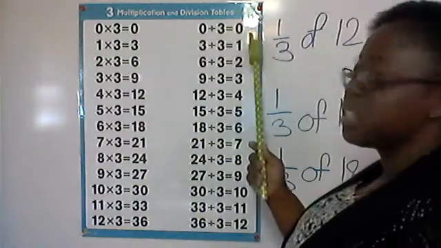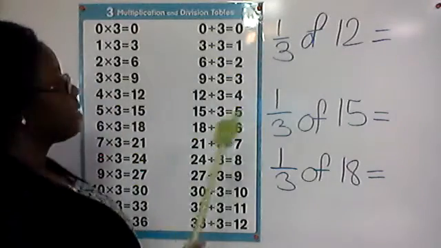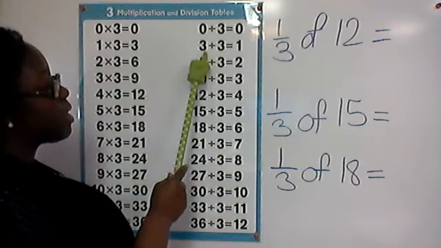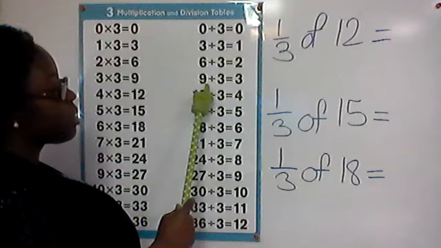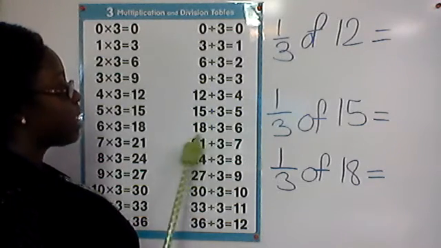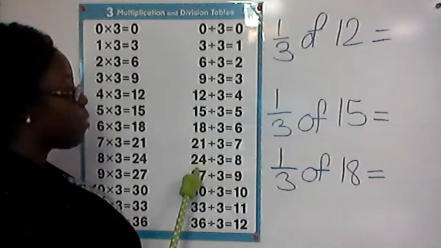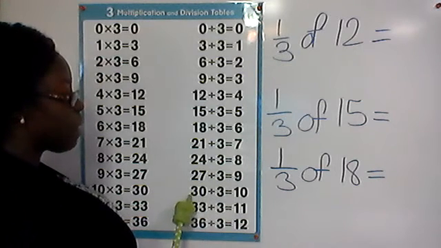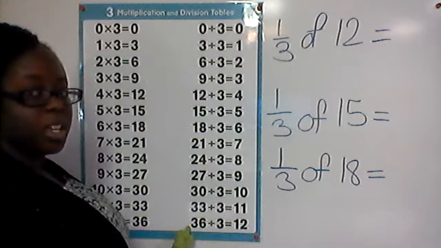Division. 0 divided by 3 equals 0. Sorry, let me stand on this side. Okay, go. 0 divided by 3 equals 0. 3 divided by 3 equals 1. 6 divided by 3 equals 2. 9 divided by 3 equals 3. 12 divided by 3 equals 4. 15 divided by 3 equals 5. 18 divided by 3 equals 6. 21 divided by 3 equals 7. 24 divided by 3 equals 8. 27 divided by 3 equals 9. 30 divided by 3 equals 10. 33 divided by 3 equals 11. 36 divided by 3 equals 12.